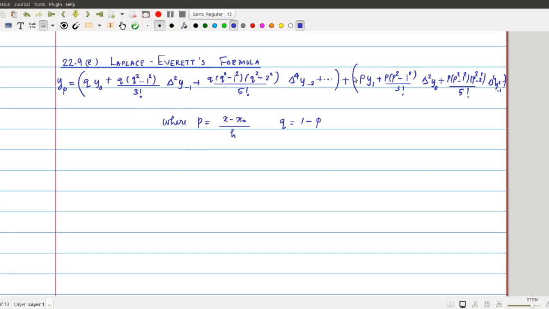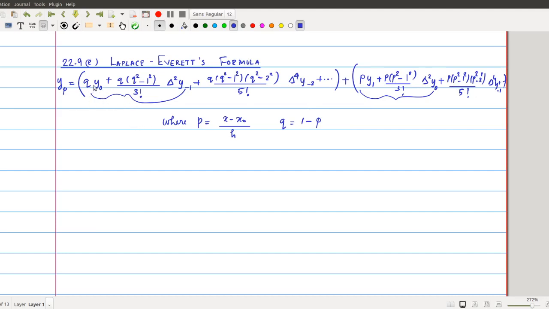Even though it contains infinite terms, for the practical or application level, we will choose the first two terms of this bracket and the first two terms of this bracket. That many terms are enough to get the approximate value of y, so we can neglect all those higher orders of differences. So please keep in mind that y_p is equal to q y naught.